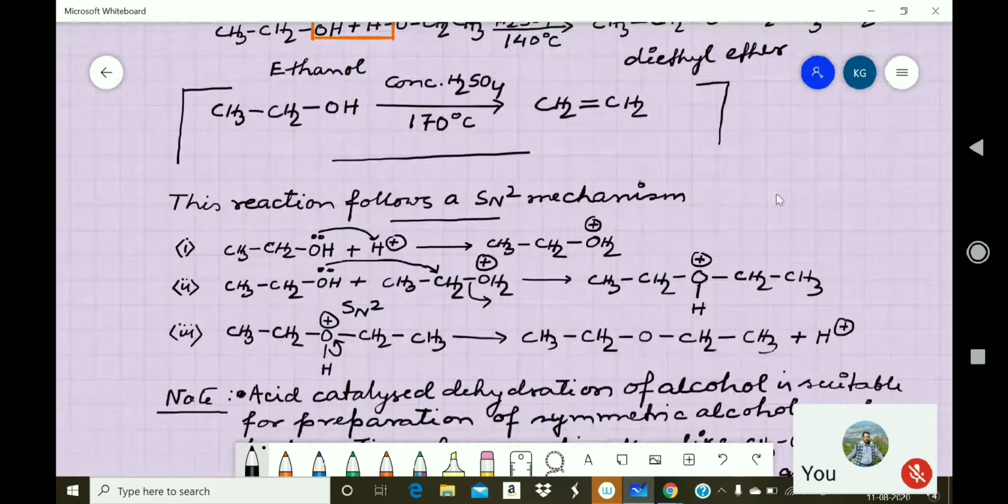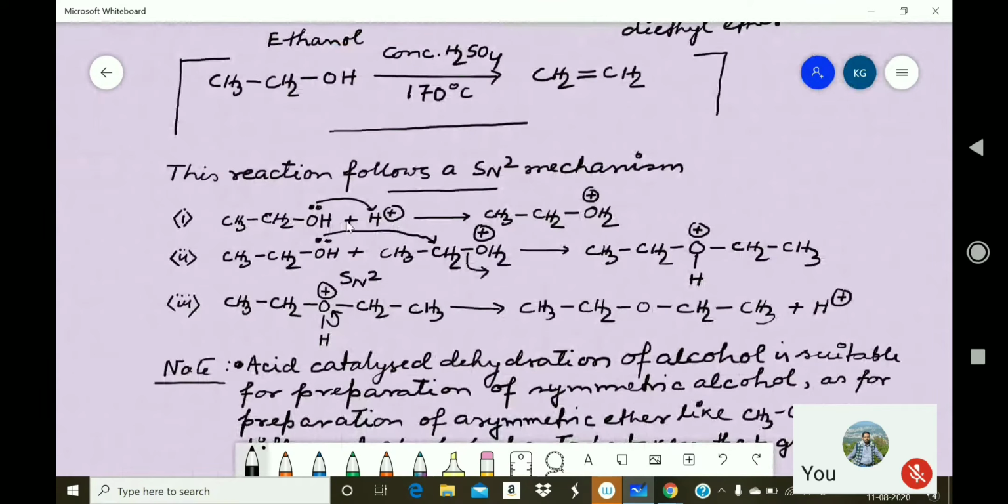We can follow that the alcohol first gets protonated to form this intermediate. Then this is the SN2 step where another molecule of alcohol attacks this CH2 carbon of this intermediate to give rise to this intermediate, from which deprotonation results in the formation of ether. So this is the second step where the SN2 path is observed.